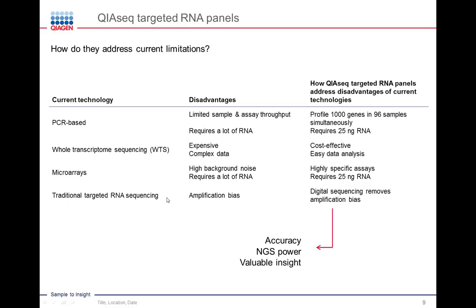Compared to the traditional targeted RNA sequencing approaches that suffer from amplification bias, we have developed a technology, the digital sequencing technology, that removes amplification bias and PCR duplicates to deliver more accurate results. So along with all of these advantages, what you get with the QIAseq targeted RNA panels is a high degree of accuracy that matches the accuracy that you see with PCR-based methodologies. It allows you to take advantage of the power of NGS for increased sample throughput. So you can now multiplex many samples simultaneously to decrease the costs. And it gives you also valuable insights through the data analysis pipelines that we have developed.